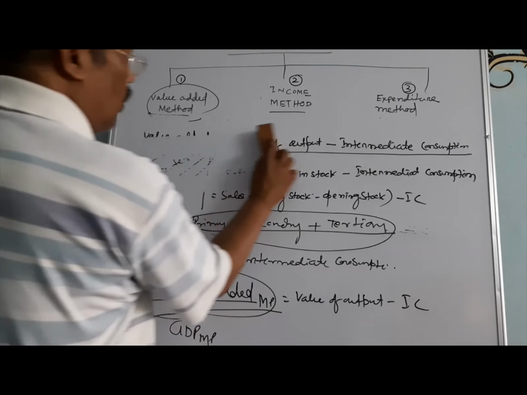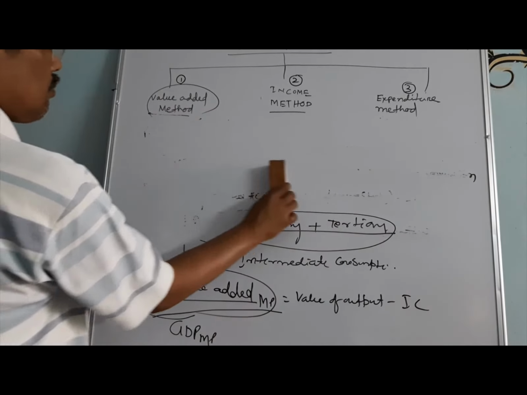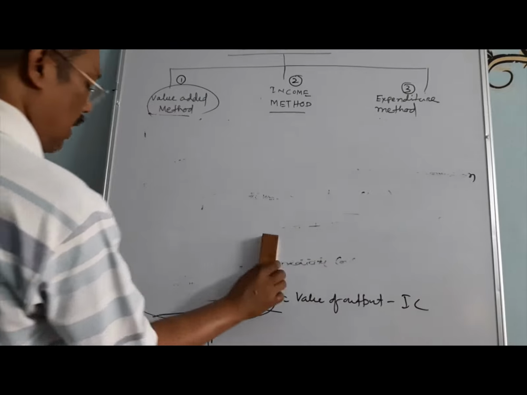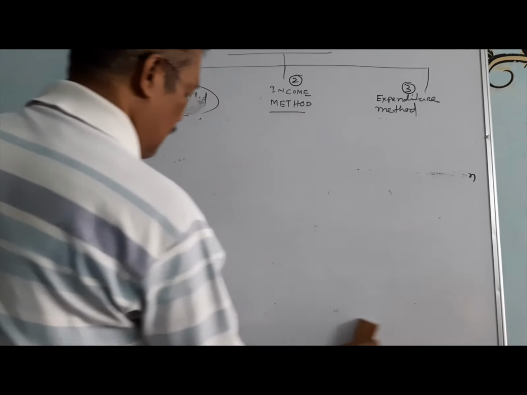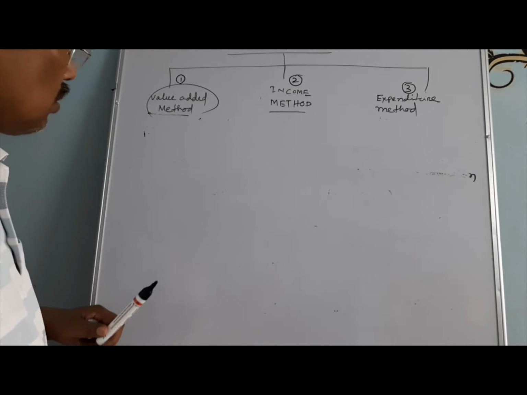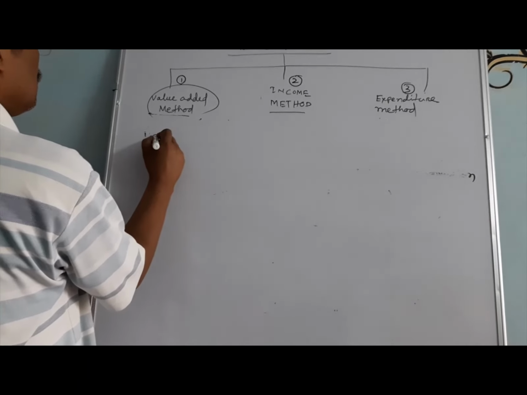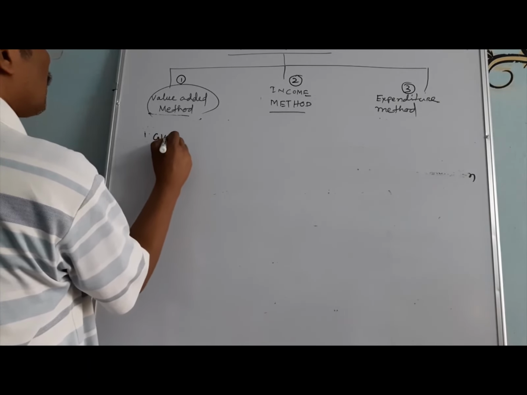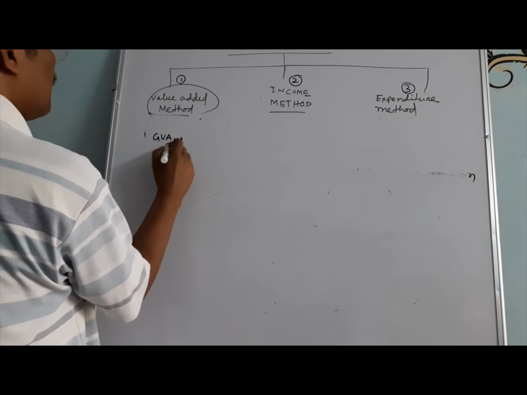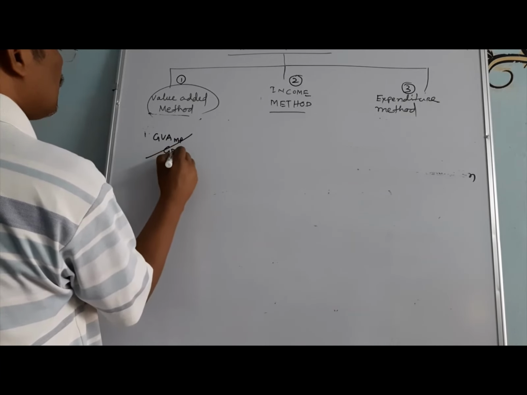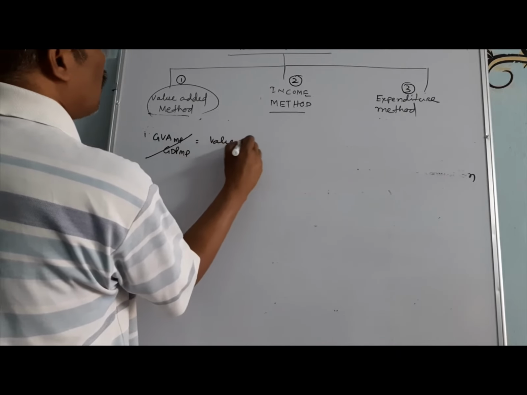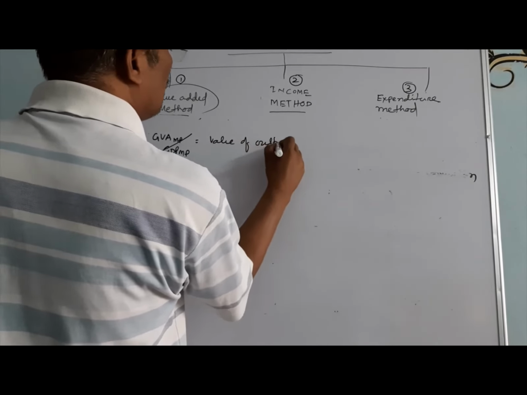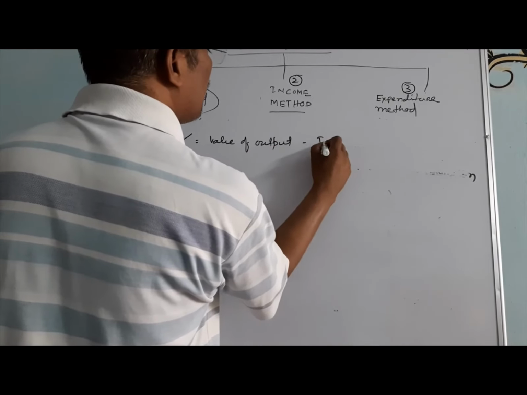So what we conclude here: GDP at market price, or gross value added market price, equals value of output minus intermediate consumption.